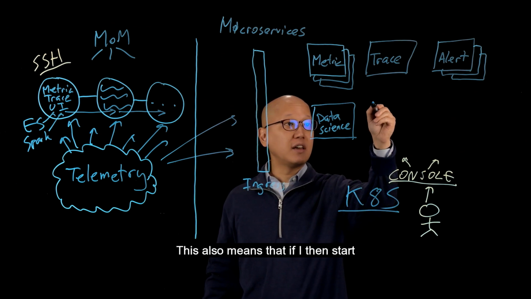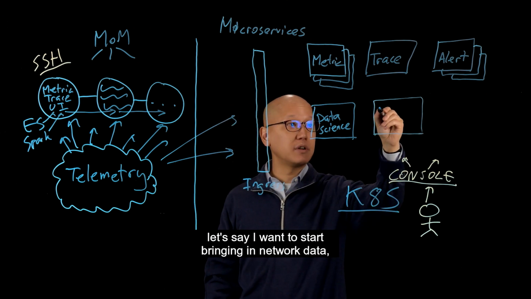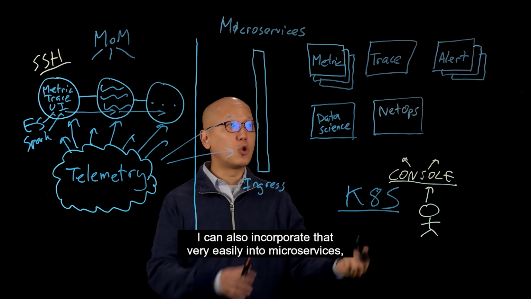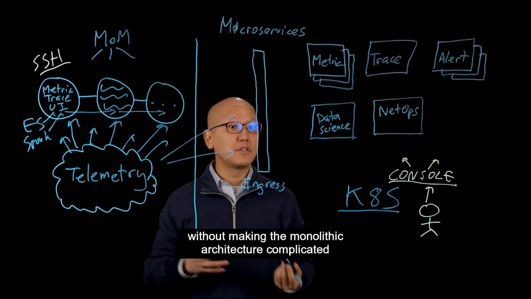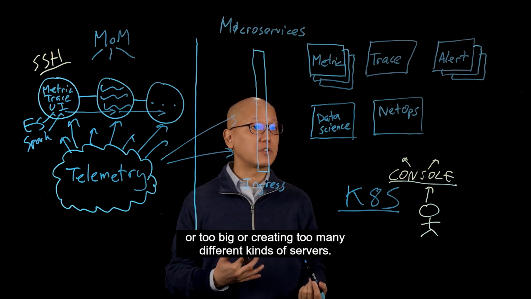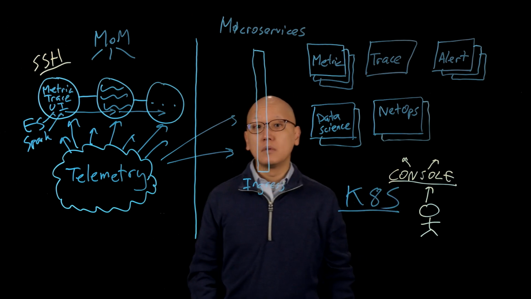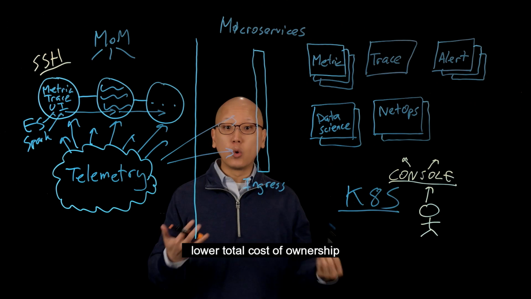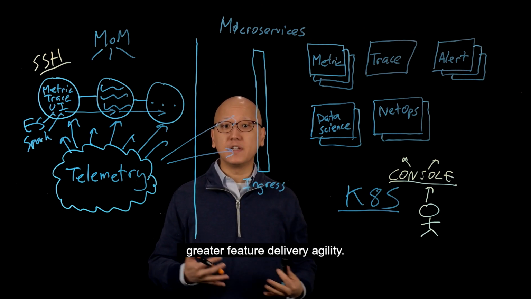This also means that if I then start to unify in other management domains, let's say I want to start bringing in network data, I can also incorporate that very easily into microservices without making the monolithic architecture complicated or too big or creating too many different kinds of servers. And all of these get that scaling benefit. Net benefit to our customer now is ease of scaling, lower total cost of ownership, and the ability to benefit from greater feature delivery agility.